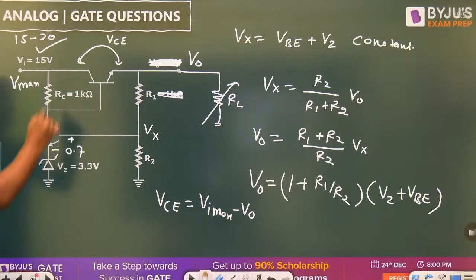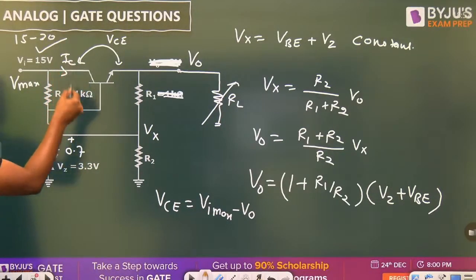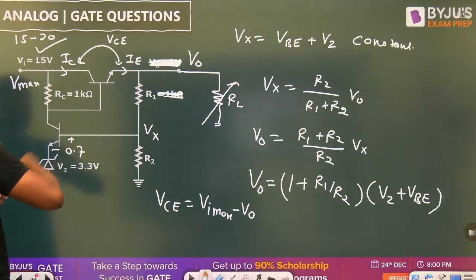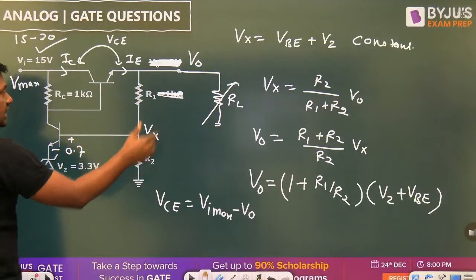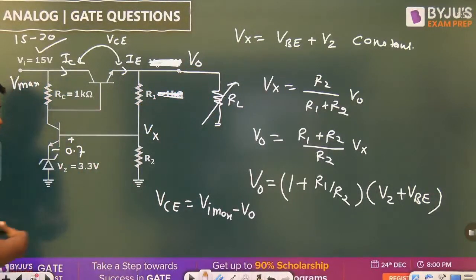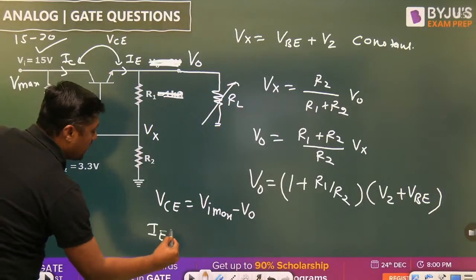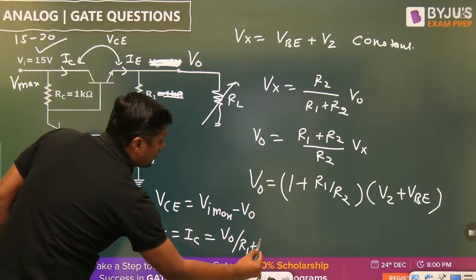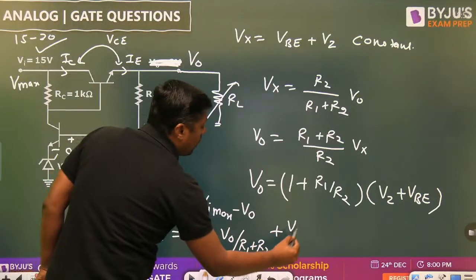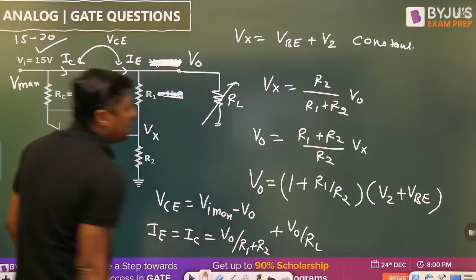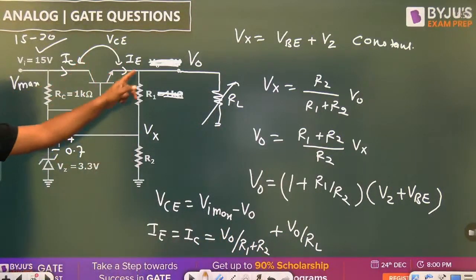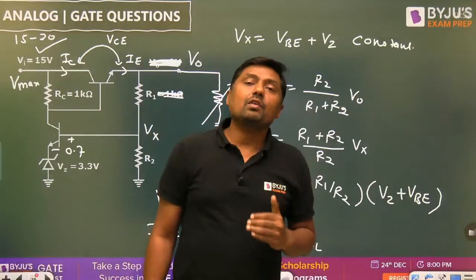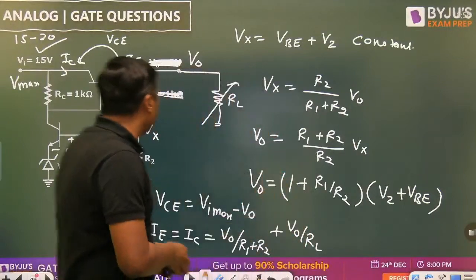Then what is the value of the IC? The base current is normally negligible, so IC is equal to I. What is I? The current through R1 and R2 and the current through RL. So IC is equal to V naught upon R1 plus R2 plus V naught upon RL. Once you get the value of I or IC, you can calculate the power dissipation.